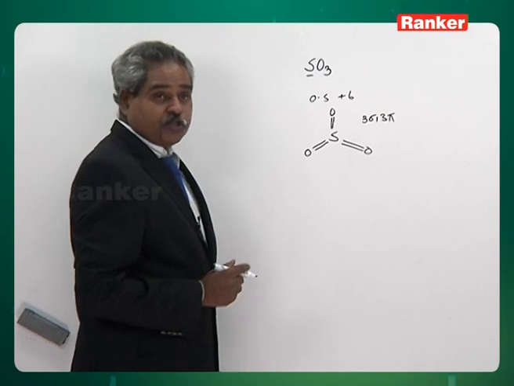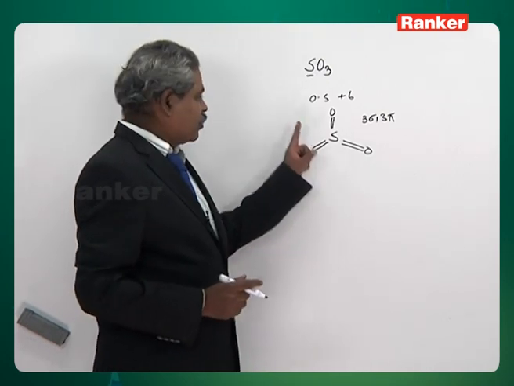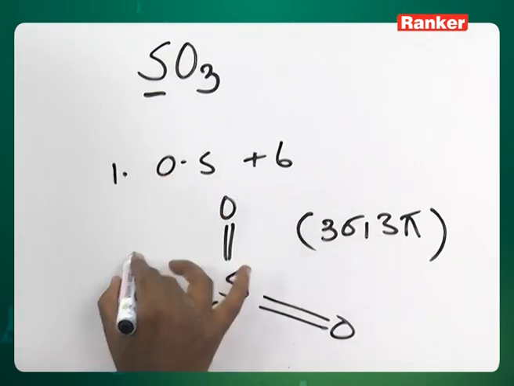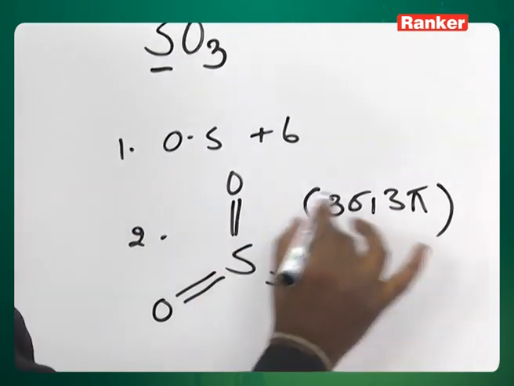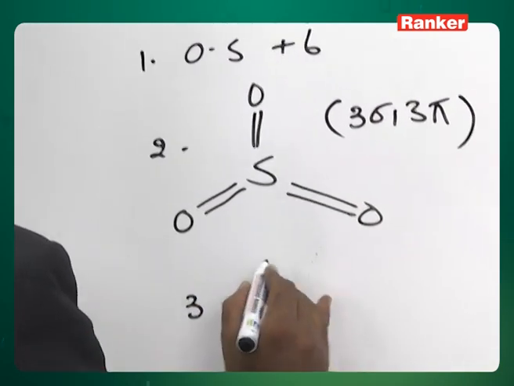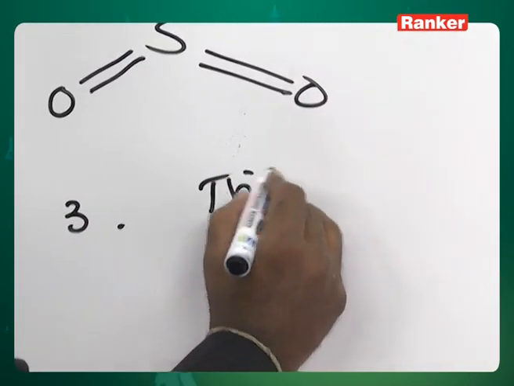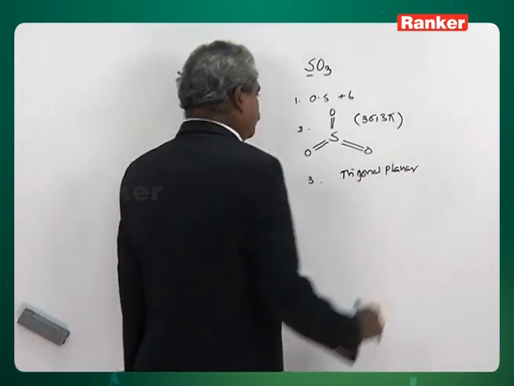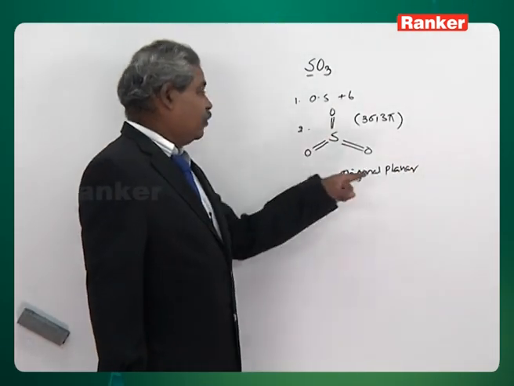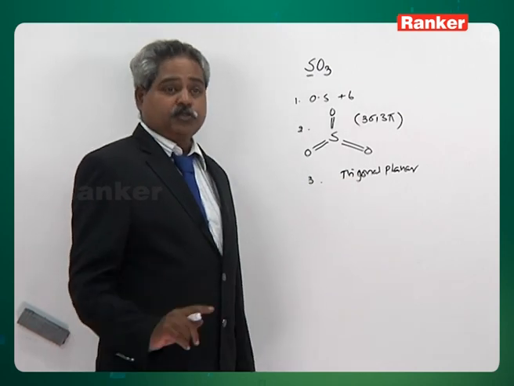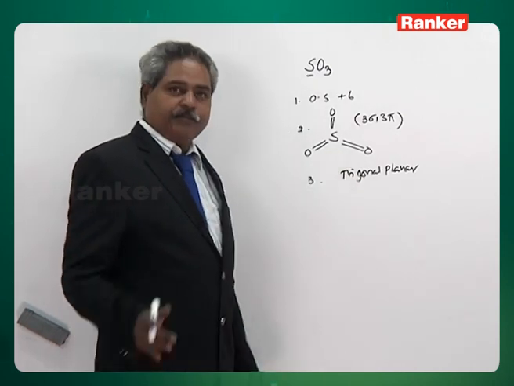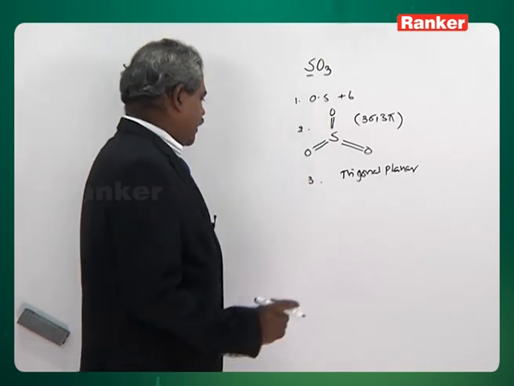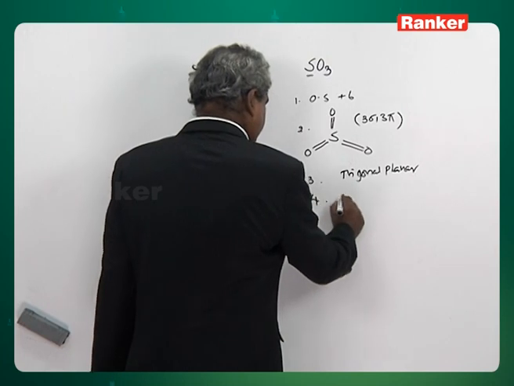Just as you have seen a procedure for drawing a structure, how to draw a structure, how to find oxidation state: 1, 2, 3 sigma, 3 pi bonds. The shape is trigonal planar. How do you know? 3 bond pairs and no lone pairs. So, how to determine the shape? That's another procedure. Structure, oxidation state, shape. Hybridization, sp2.